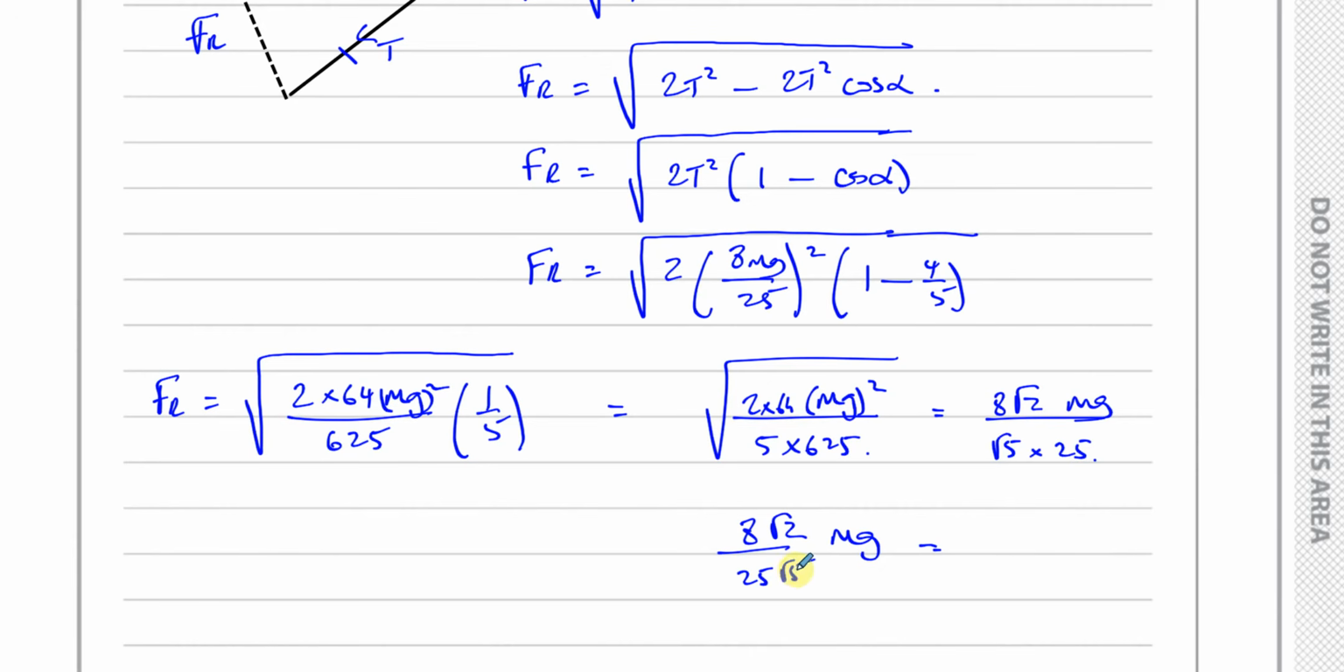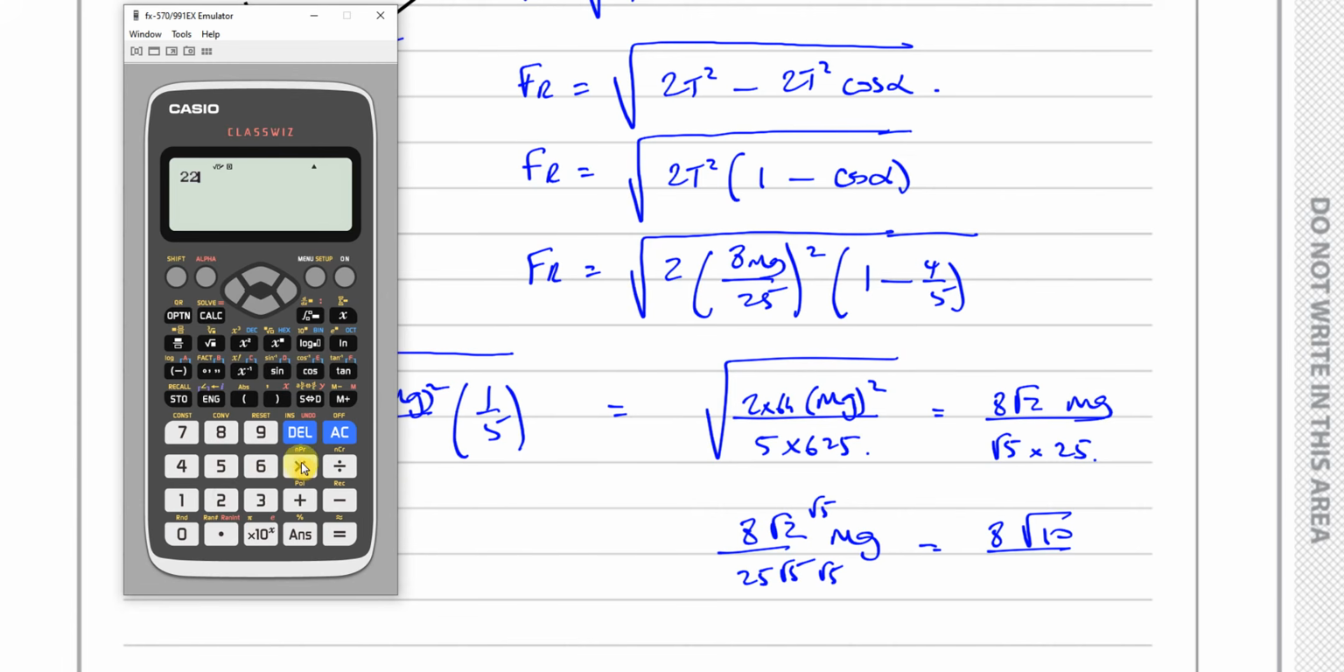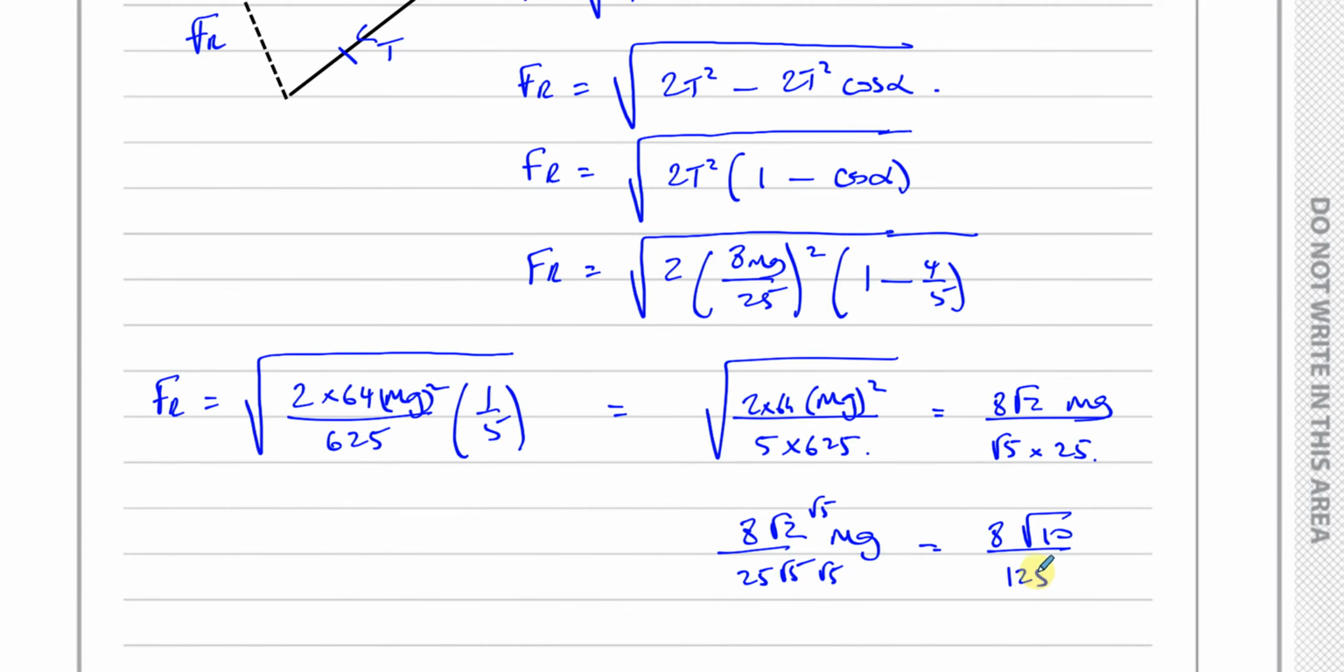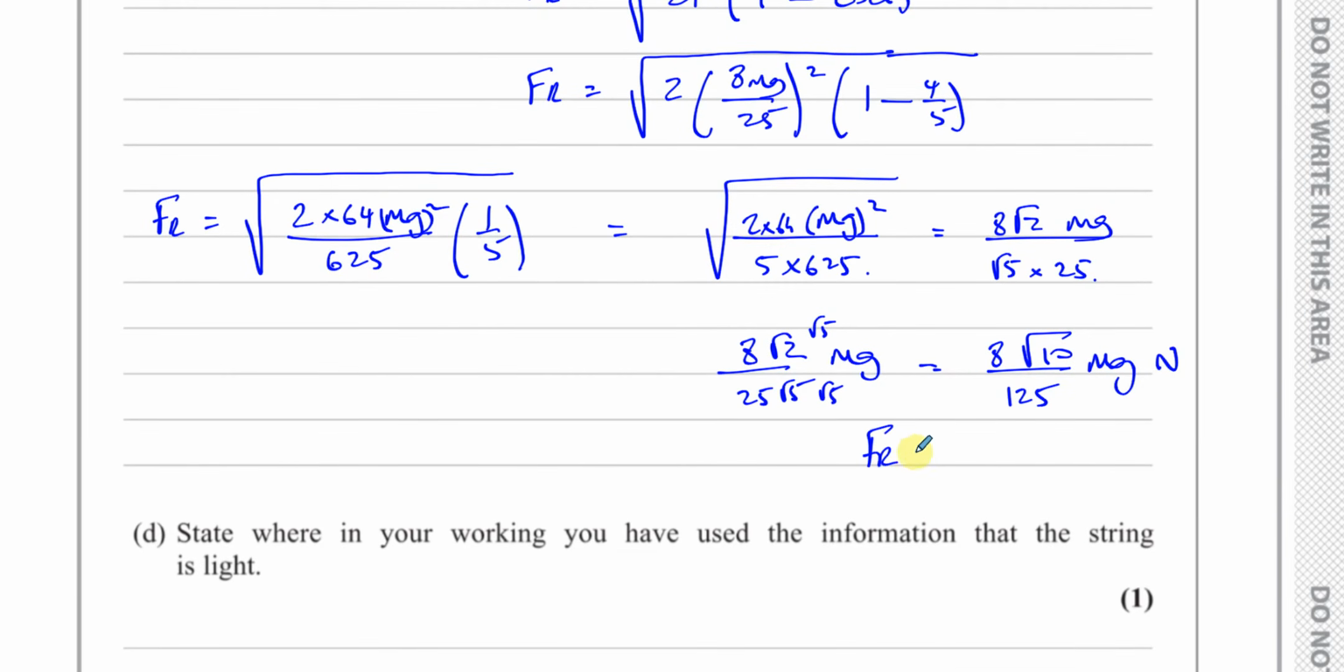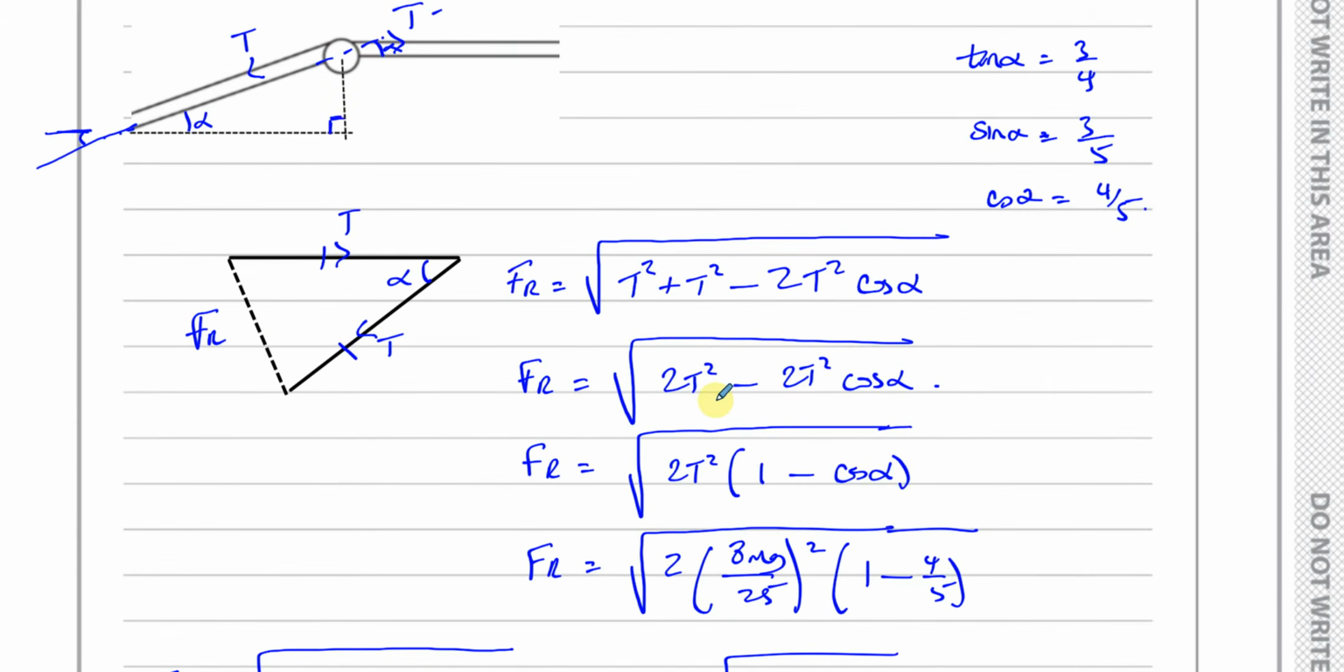If we simplify that, we can multiply both top and bottom by root 5. That gives me 8 times root 10 over 25 times 5, which is 125. So that's going to be 8 root 10 over 125 mg newtons, the resultant force. So the resultant force is equal to 8 root 10 over 125 mg newtons, and there's the answer for that question. That's one way of doing this question.